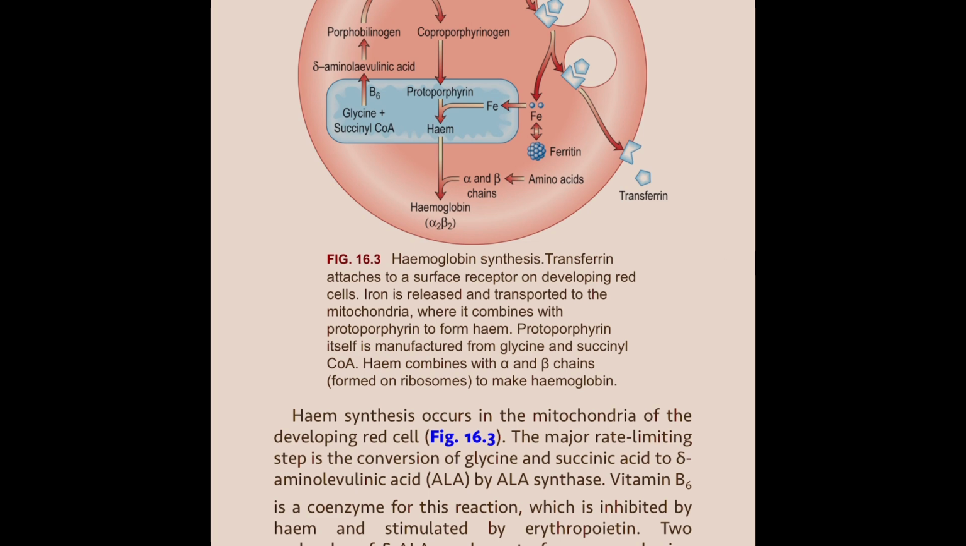Heme synthesis occurs in the mitochondria of the developing red cell. The major rate-limiting step is the conversion of glycine and succinic acid to delta aminolevulinic acid, ALA, by ALA synthase. Vitamin B6 is a coenzyme for the reaction, which is inhibited by heme and stimulated by erythropoietin.